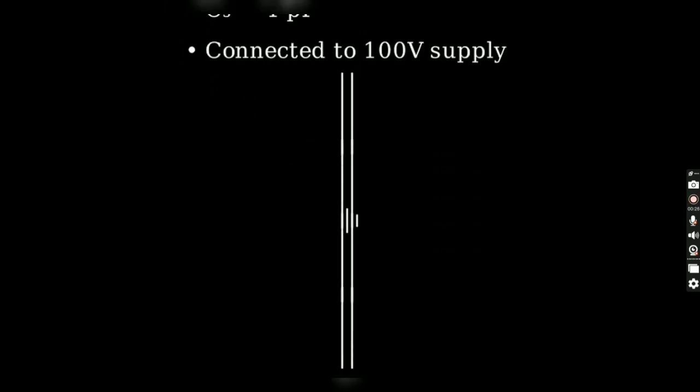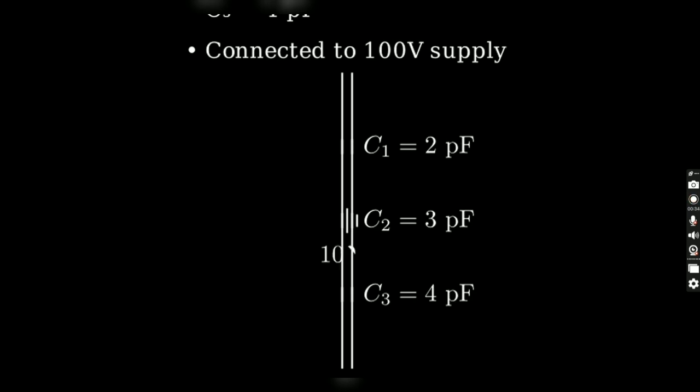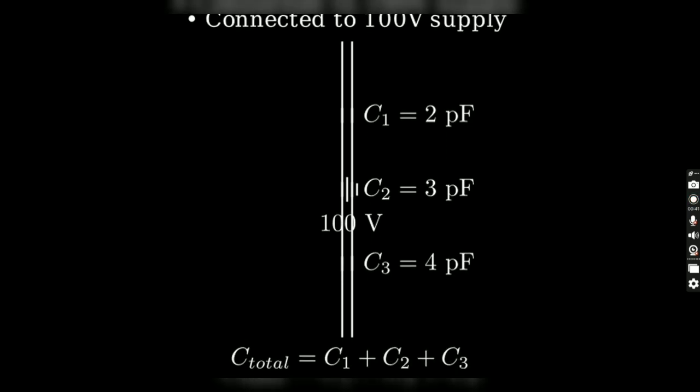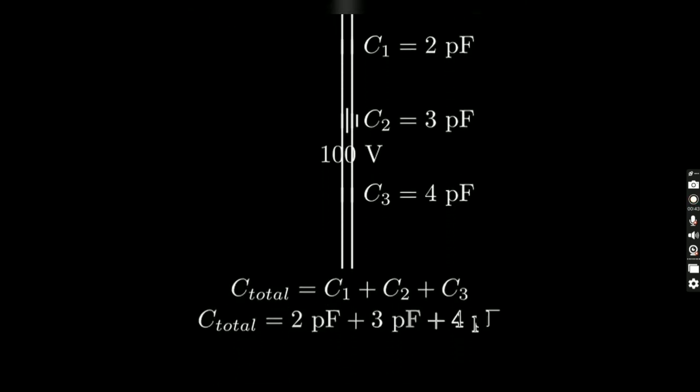Here are our 3 capacitors connected in parallel. The first capacitor has 2 picofarads, the second has 3 picofarads, and the third has 4 picofarads. And here's our 100-volt supply. For capacitors in parallel, the total capacitance is the sum of the individual capacitances. So, our total capacitance will be 2 picofarads plus 3 picofarads plus 4 picofarads, which equals 9 picofarads.